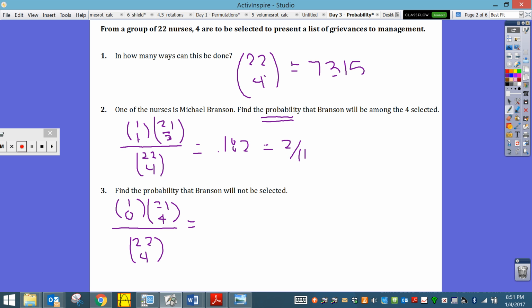Okay, so in this case, again, I would go to y equals, type everything in, and when you do that, you get 0.818, which is the same thing as 9/11. Okay, so this is important.